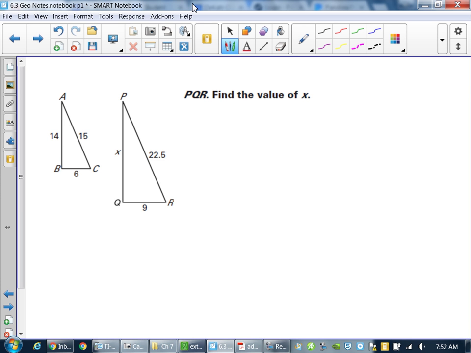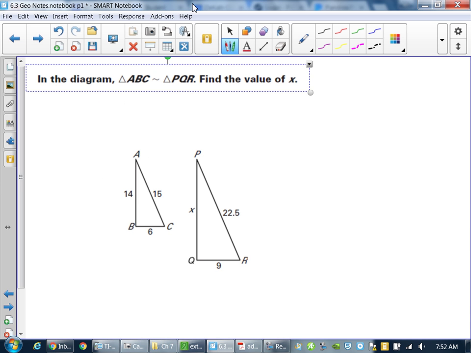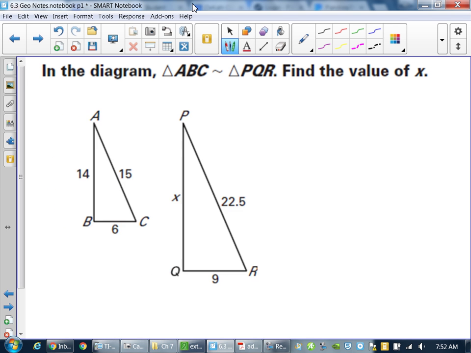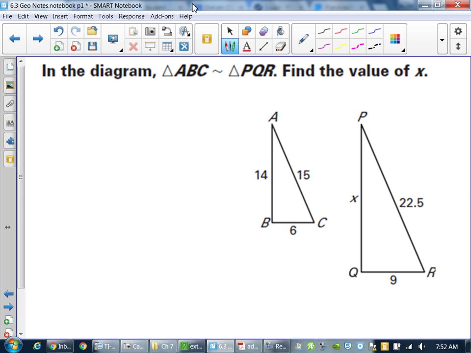Today, it's going to be a matter of knowing that you have a similar figure, which means you have to come up with the similarity statement to fill in the blanks to solve for x. So all we're doing is basically adding one step on top of what you've done over the past few days. Okay? And if you have any luck from yesterday, seeing how relatively straightforward it was, this is going to be a piece of cake.